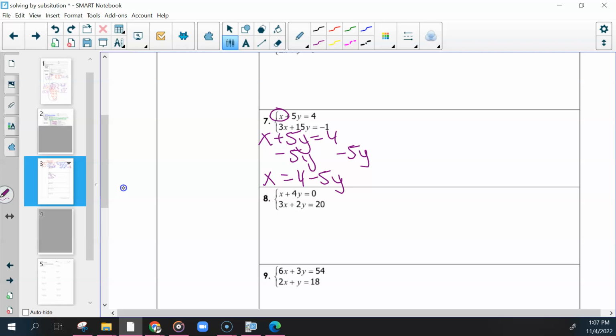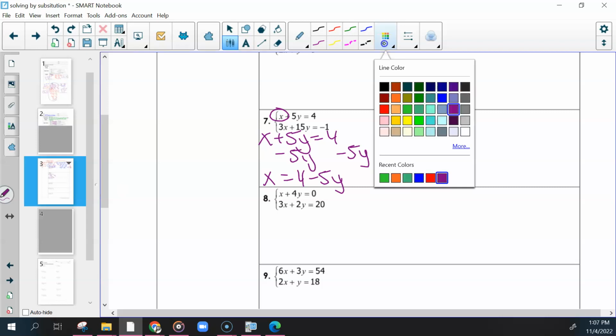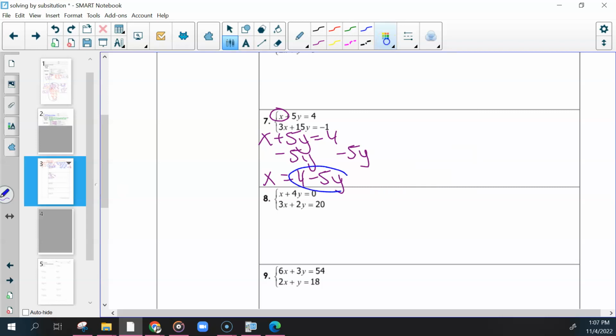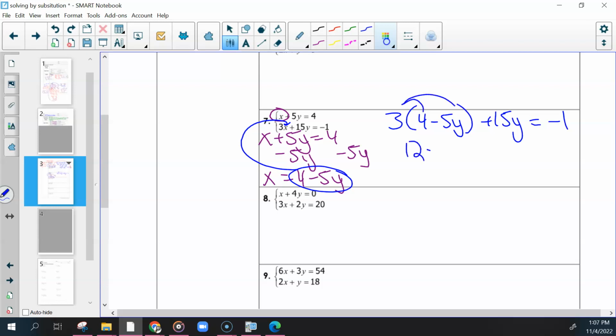And then what would we do with that afterwards? Plug it into the other one. For x? Yes, for x. So 3 times 4 minus 5y plus 15y equals negative 1. And then start to solve. So 12 minus 15y plus 15y equals negative 1.